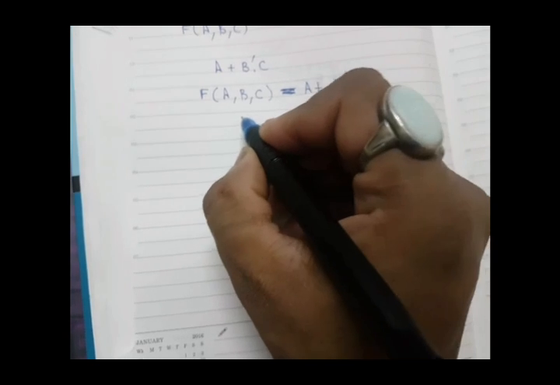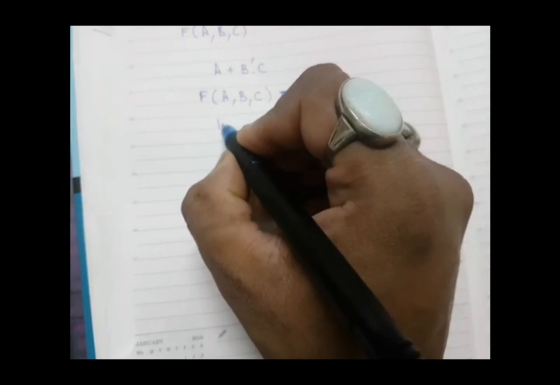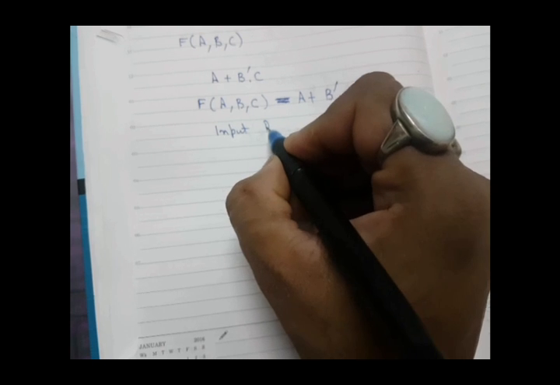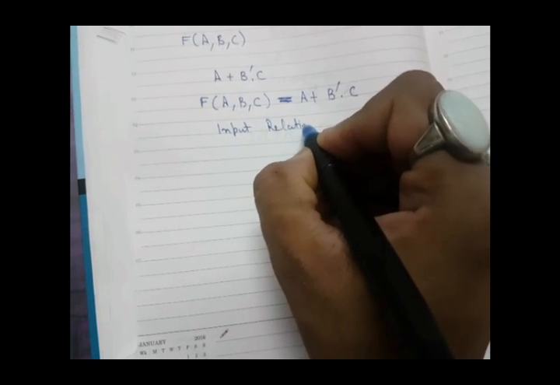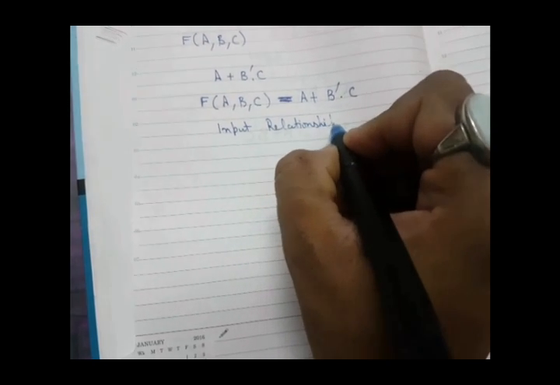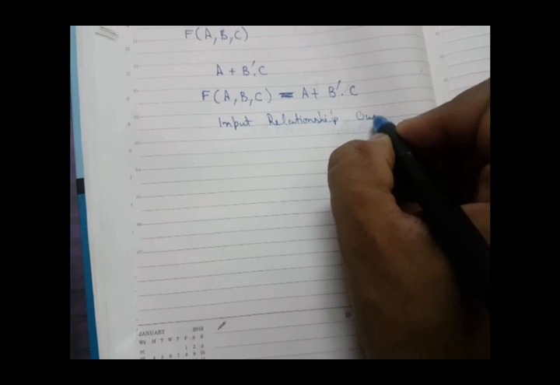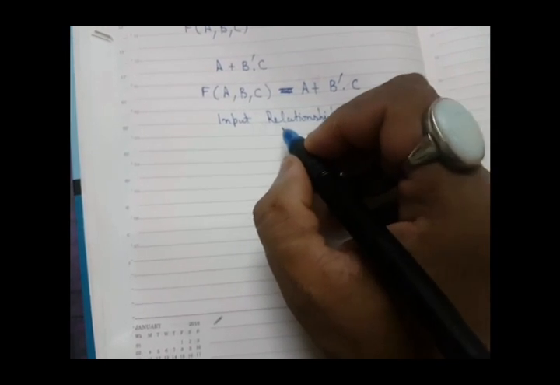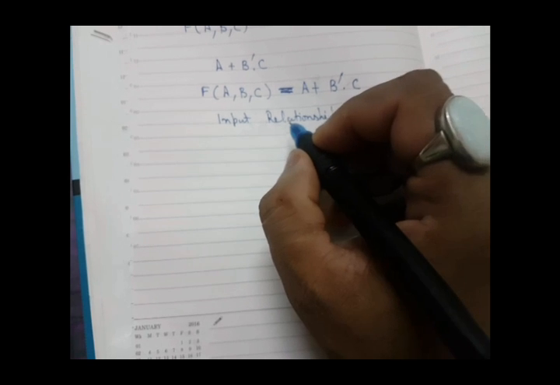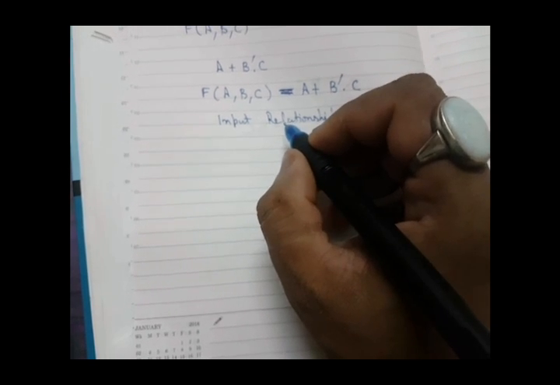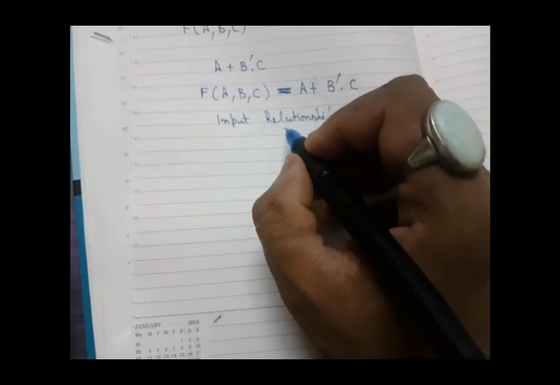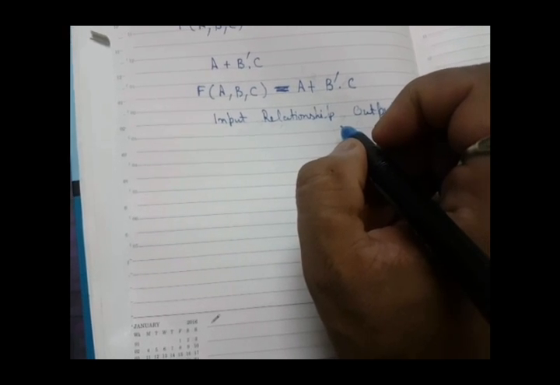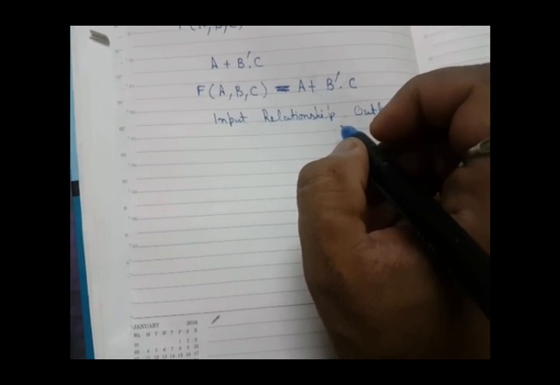And students, three things you have noticed here: input, relationship, and the output. In math also, the function is a relationship between a set of inputs and a set of outputs. I hope you have a clear idea about the concept of Boolean function.